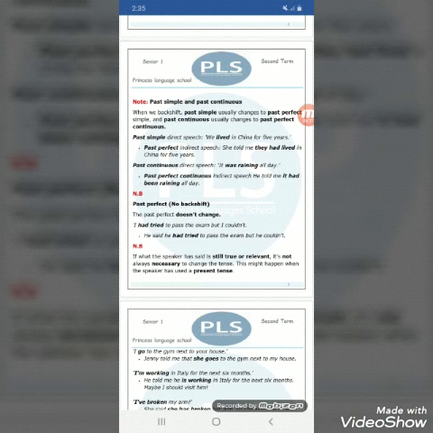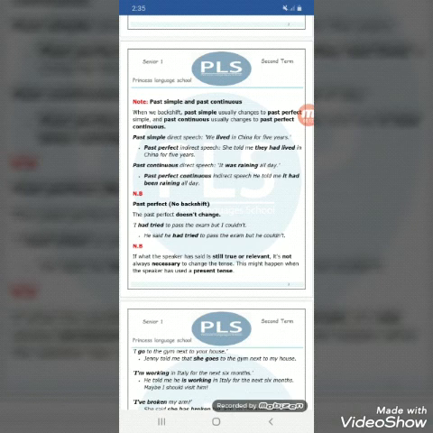Like example here, "We lived in China for 5 years." It would turn to the past perfect. She told me they had lived in China for 5 years. Past continuous direct speech, "It was raining all day." It will be changed to, he told me it had been raining all day, which is past perfect continuous.